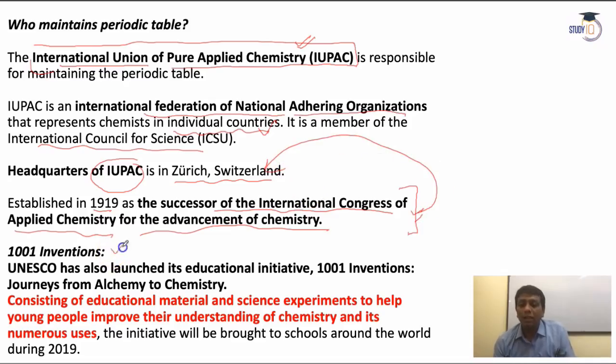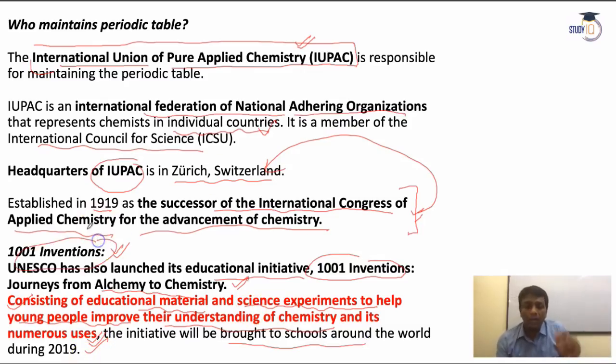What about the 1001 Inventions? UNESCO has launched its educational initiative 1001 Inventions: Journey from Alchemy to Chemistry. It consists of educational material and science experiments to help young people improve their understanding of chemistry and its numerous uses. The initiative will be brought to schools around the world during 2019. So you should know about the 1001 Inventions.